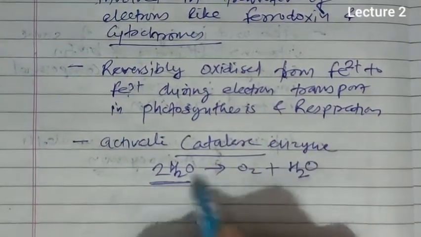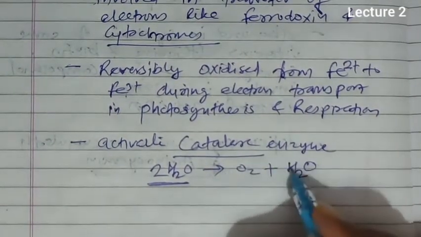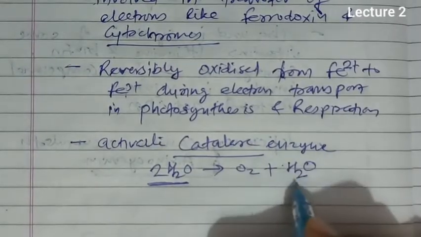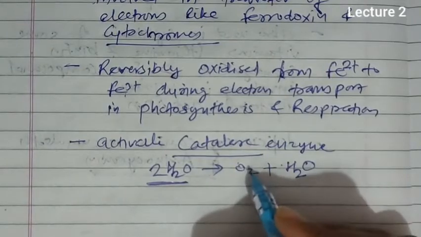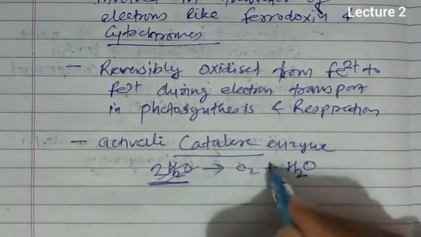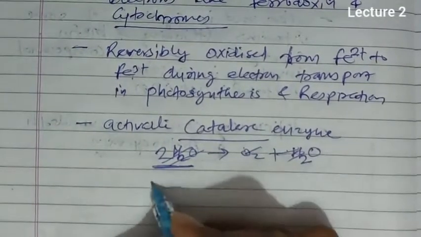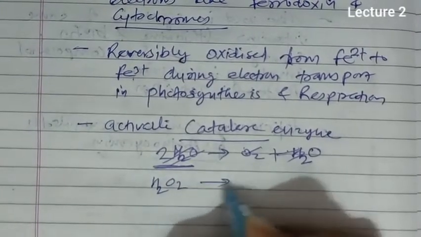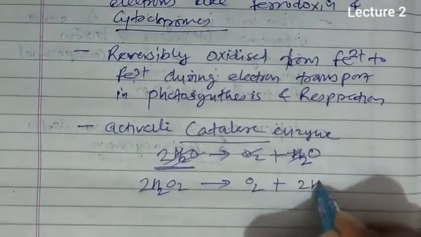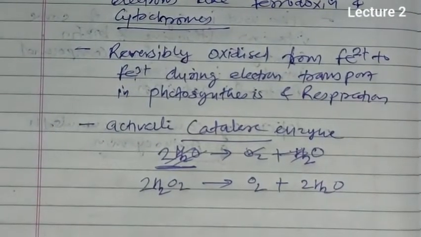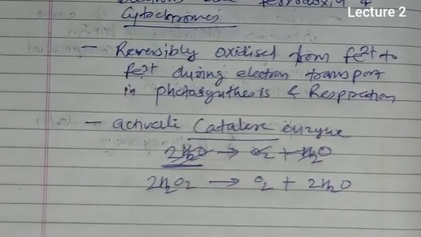So when we talk about the breakdown of H2O, it breaks into H2O and catalase carry out breakdown of H2O2. Now if two H2O2 are there, then it will break into O2 and 2H2O. Okay, this breakdown of H2O2 will be carried out by the catalase enzyme.